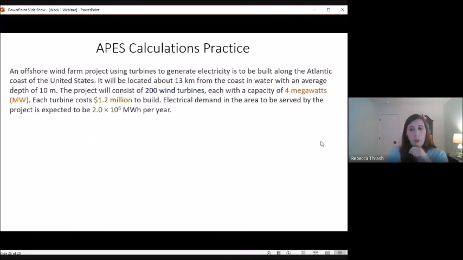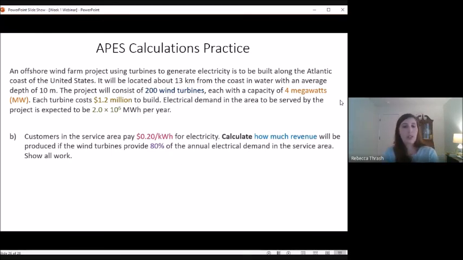So what's the next question they want us to do? Customers in the service area pay 20 cents per kilowatt hour for electricity. That's their rate from the power company. Calculate how much revenue will be produced if the wind turbines provide 80% of the annual electrical demand in the service area. Show all work. Well, now we already know what our starting place is going to be because we've already calculated what 80% of the annual electrical demand is going to be. And now we know our ending place.